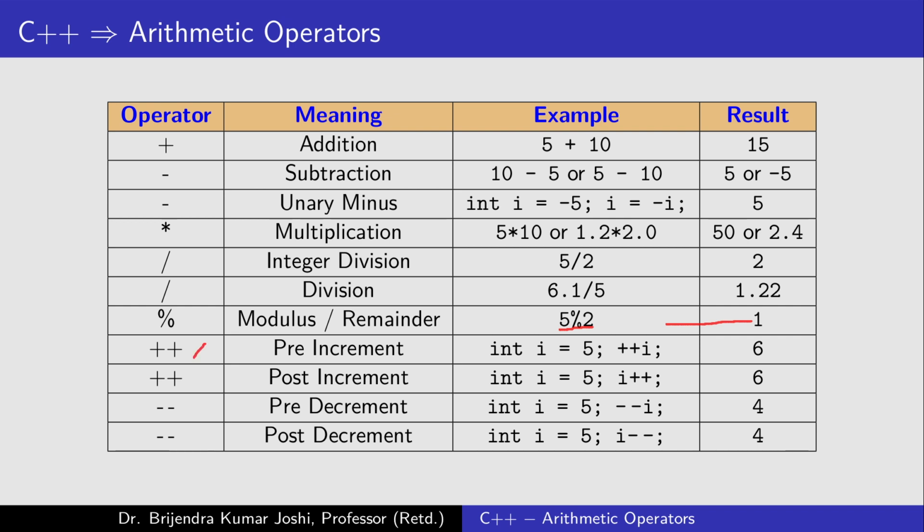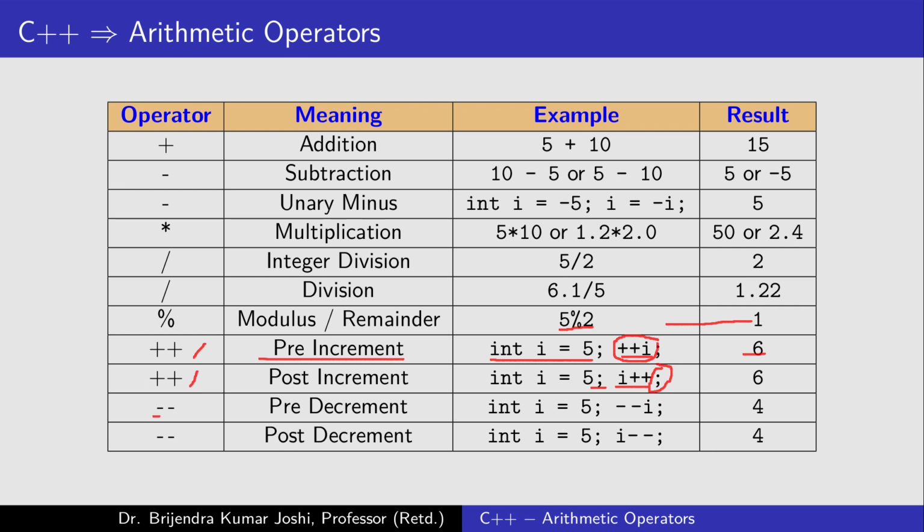Next is plus plus, that is the pre-increment operator. So if I have declared a variable i, initialized it to 5, then plus plus i would first increment the value of i by 1 and then the result would be used. This operator and the following minus minus operator are both applicable only to integers. So here the result would be 6. Similarly, the post-increment operator first uses the value and then increments it. Since there is nothing before or after i++ in this statement, in both cases the value would be produced as 6.